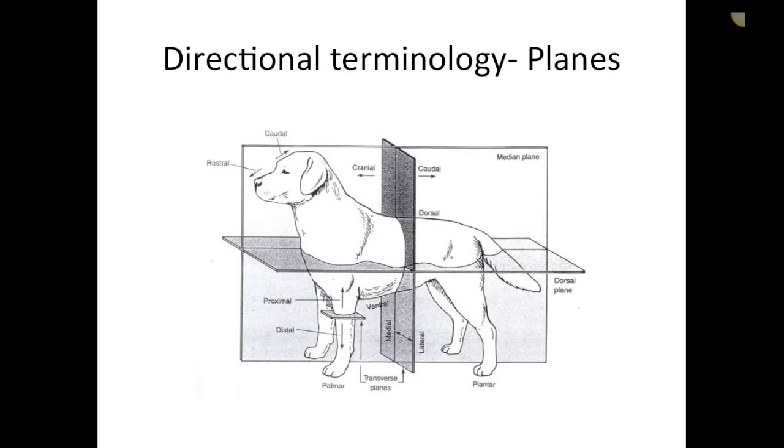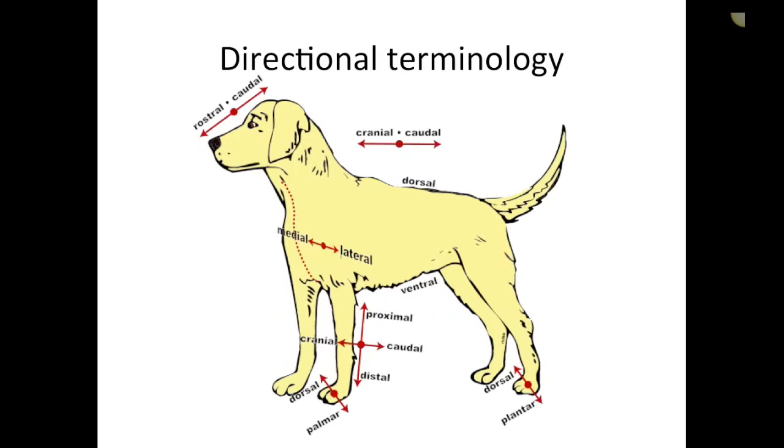So the transverse plane cuts the animal, I know it sounds awful, but cuts the animal into cranial and caudal. That's the transverse plane that we're talking about there. Dorsal is the dorsal and ventral. And then the sagittal, or median, is into the lateral and medial aspects. So that's just another image to give you a bit more in-depth understanding.